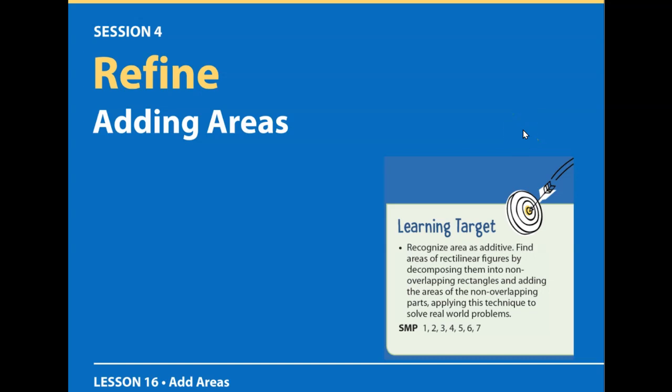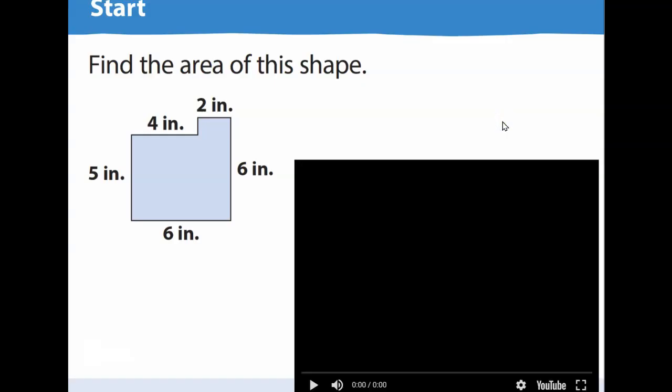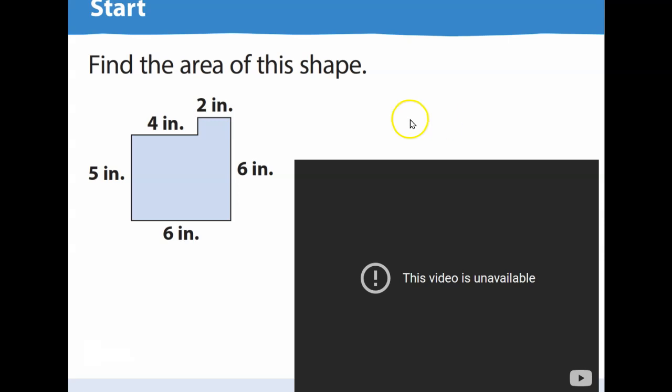All right, so again, this is section 4. Okay, on lesson 16, it says add areas. So we're adding areas again. Okay, now it says find the area of the shape. Okay, what do I need? What do you think I need to do first?